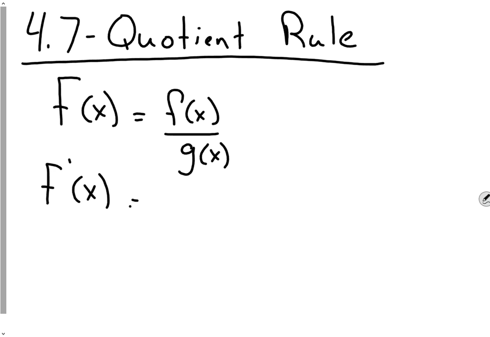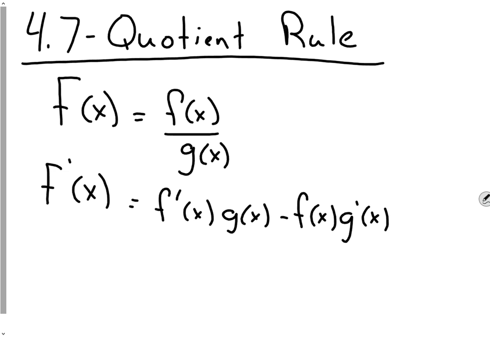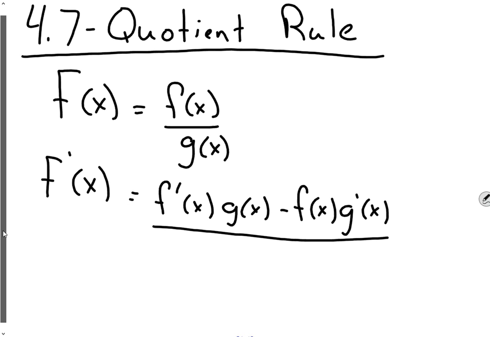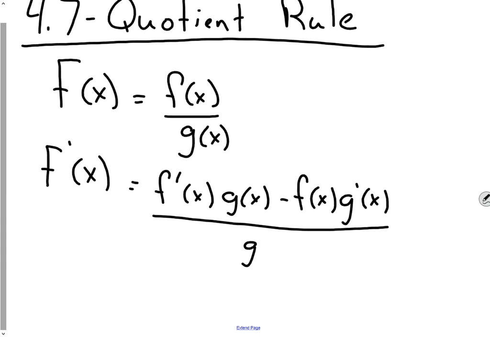It's the derivative of the first times the second. Now with product rule we added, with the quotient rule we subtract the original function of the first times the derivative of the second. Now here is the plot twist: it's not that bad. You just take the second function and you square it. I don't know why, it's just what it is and it works.